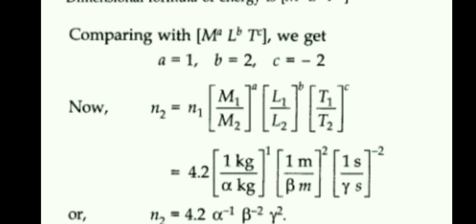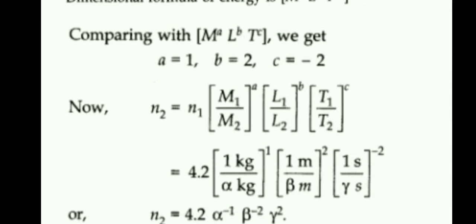If we compare m to the power a, L to the power b, T to the power c with m to the power 1, L to the power 2 and T to the power minus 2, we get a equals 1, b equals 2 and c equals minus 2. Now apply the method. We have to calculate the value of n2.